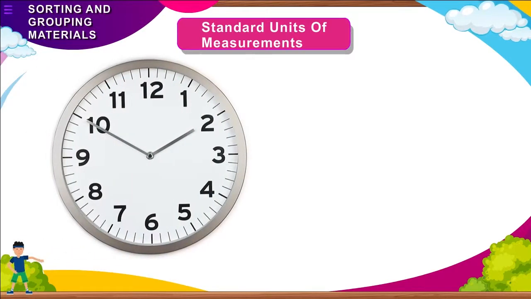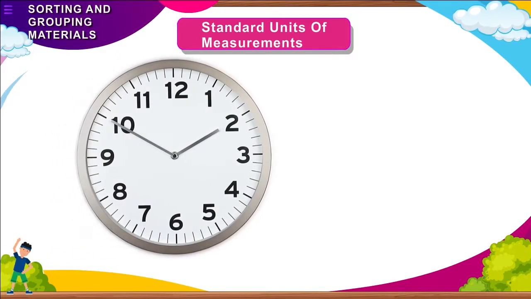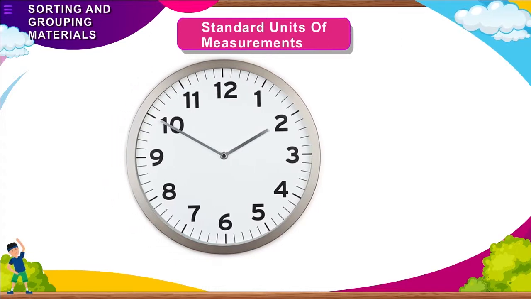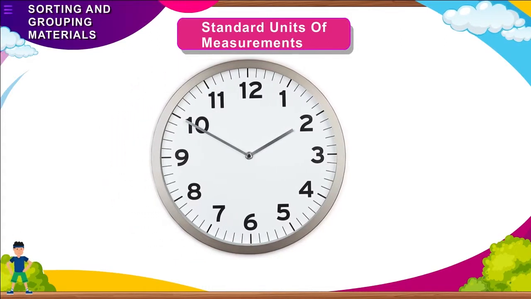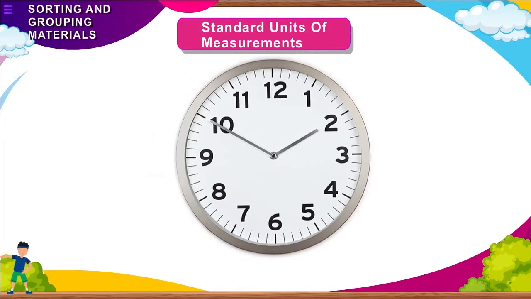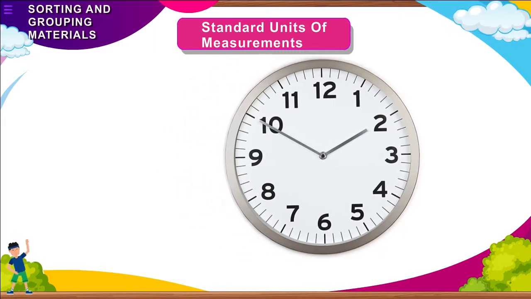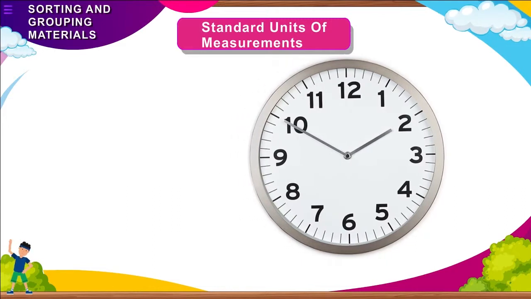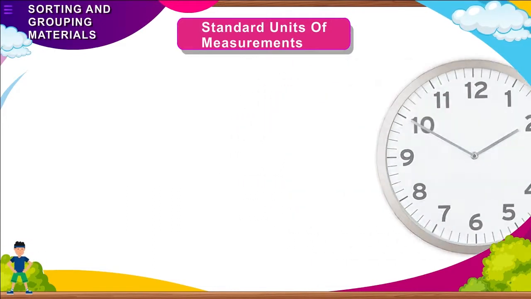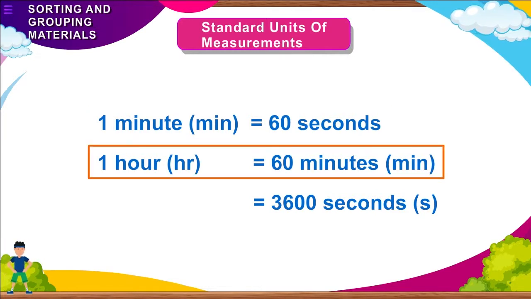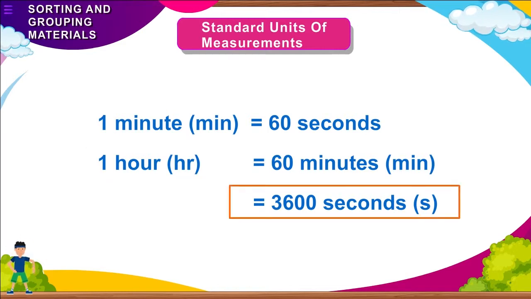Similarly, we use different units for measurement of time. Almost all activities in our daily life, as well as scientific process, involve measurement of time. The SI unit of time is second. However, for many practical purposes, higher multiples and submultiples are used. 1 minute is equal to 60 seconds. 1 hour is equal to 60 minutes, which is equal to 3600 seconds.